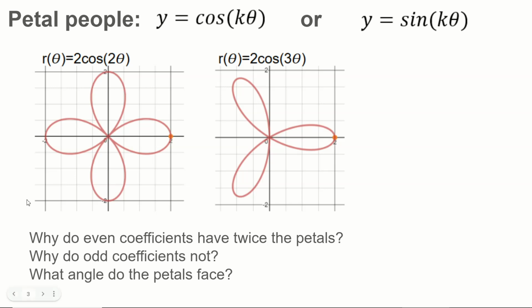When the coefficient was even, the number of petals was double. And so we were interested in why does that happen, what angle do the petals face at, and potentially other questions as well.